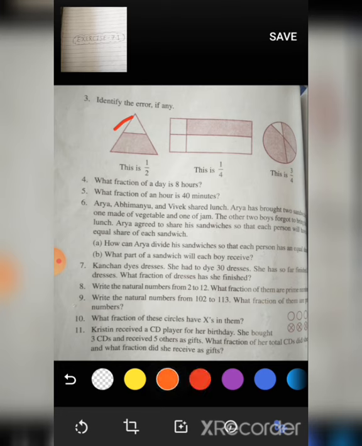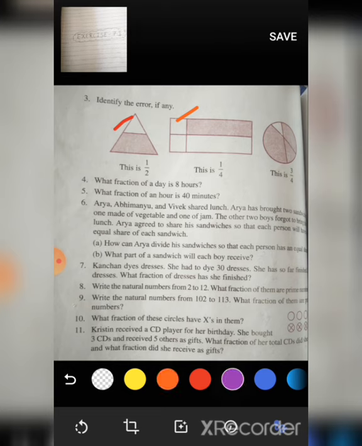Now see the second picture. In the second picture it is given, this is 1 by 4. You are seeing a rectangle is given and it is divided into four parts, but the parts are not equal. That is, it is unequal distribution. But you have learned that for becoming a fraction, the parts should be equal. So that means this shaded portion and the fraction are not appropriate. The answer is wrong.